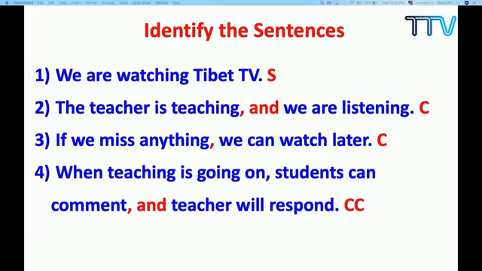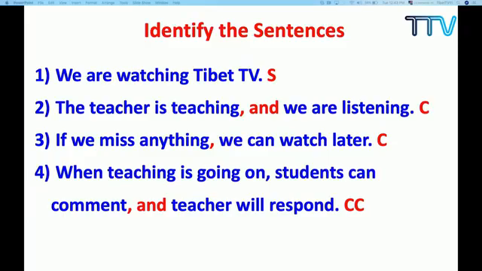When teaching is going on, students can command and teacher will respond. Now if you look at this sentence, you will find so many clauses. Let us start from the end. Teacher will respond. This is an independent clause. It makes a complete sense. Then go further. Students can command. This is also an independent clause. It makes its own meaning.